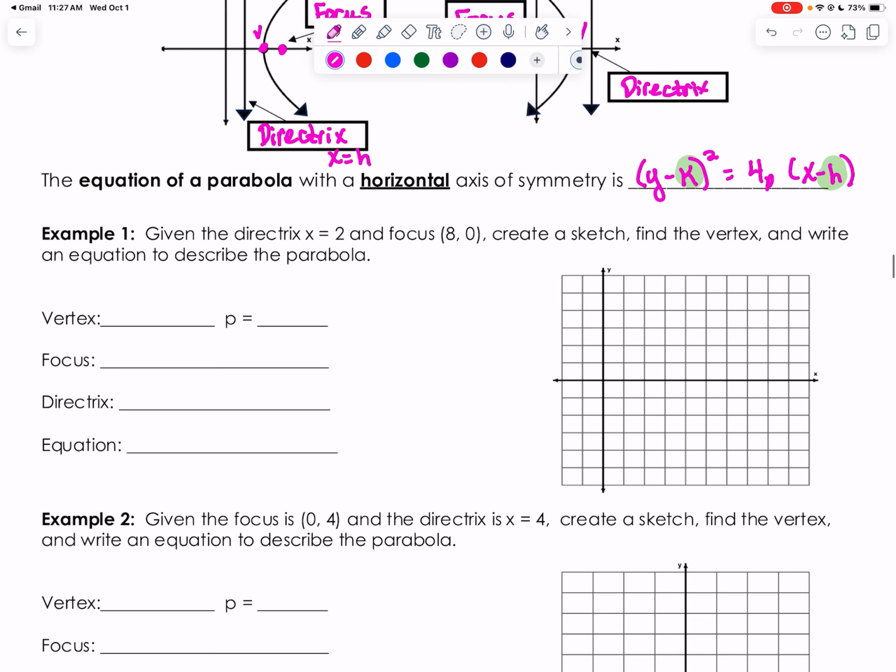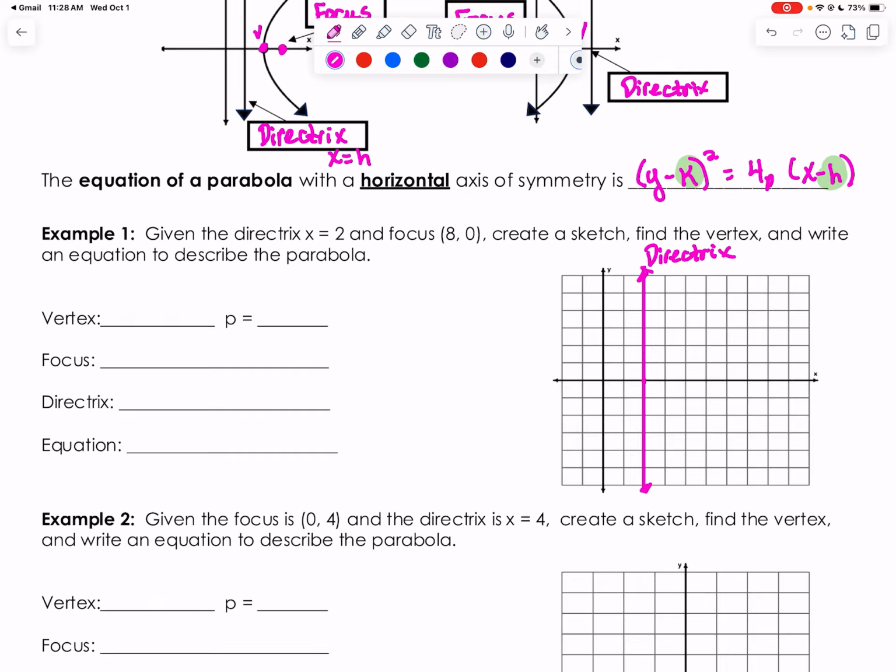So in example 1, it says, given the directrix x equals 2 and focus (8, 0), create a sketch, find the vertex, and write an equation to describe the parabola. So our directrix is the vertical line x equals 2. So here on our x-axis, we have a point at x equals 2, and we'll draw our vertical line. And remember, this is called our directrix.